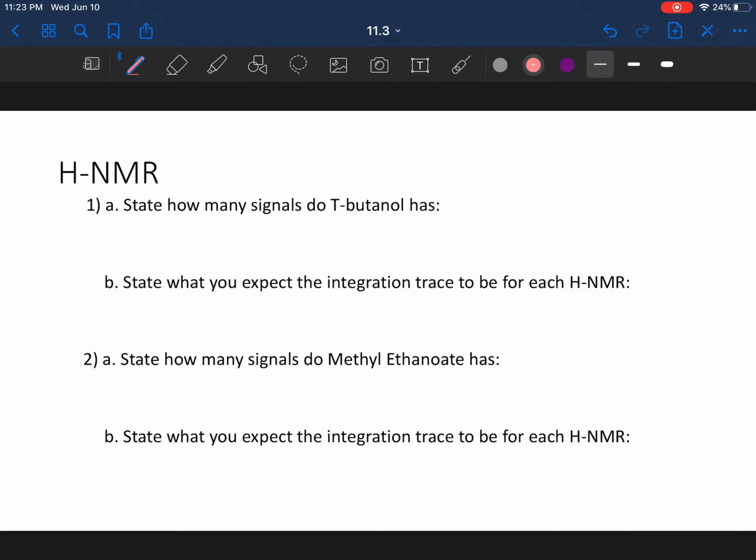So number one, state how many signals t-butanol has. T-butanol. Okay, let's draw t-butanol. This is t-butanol, so this is the tert alcohol, tert-butyl alcohol. So, by looking at it, how many signals do you see? Well, I see the fact that these guys are all the same.